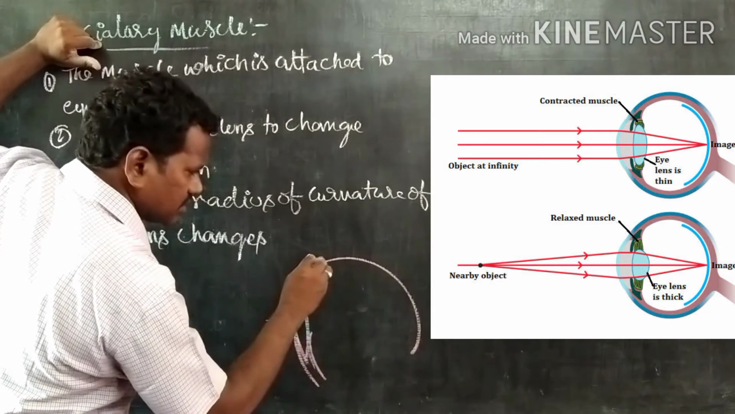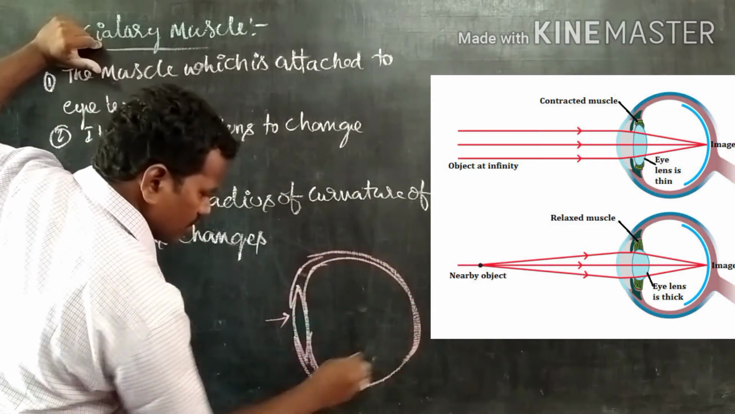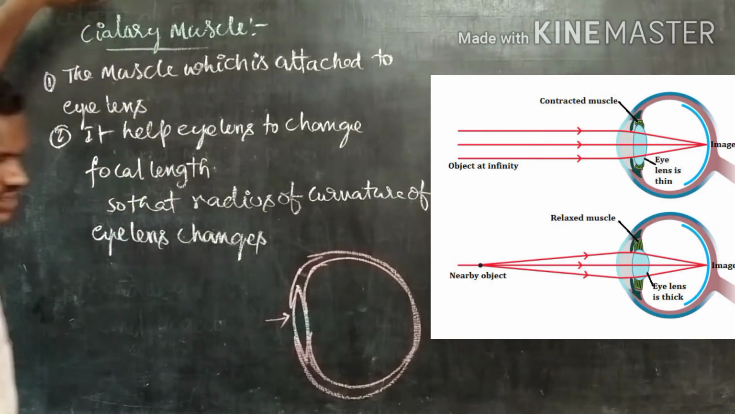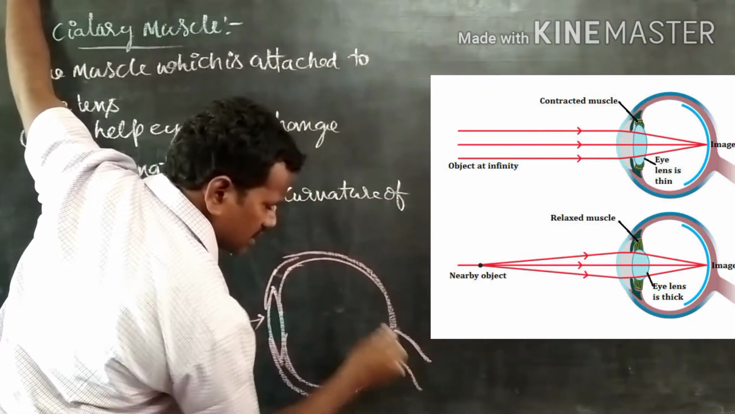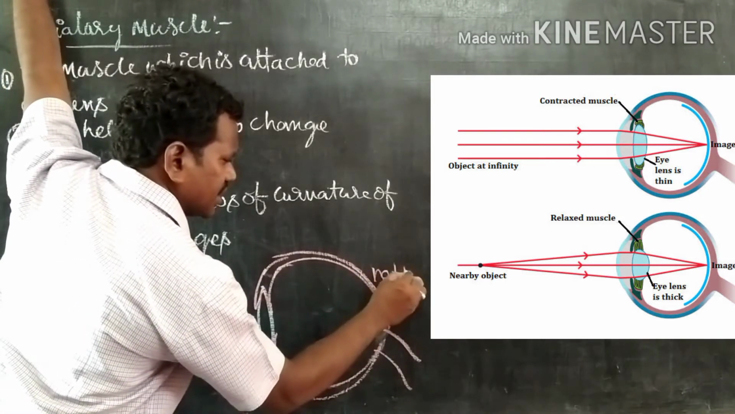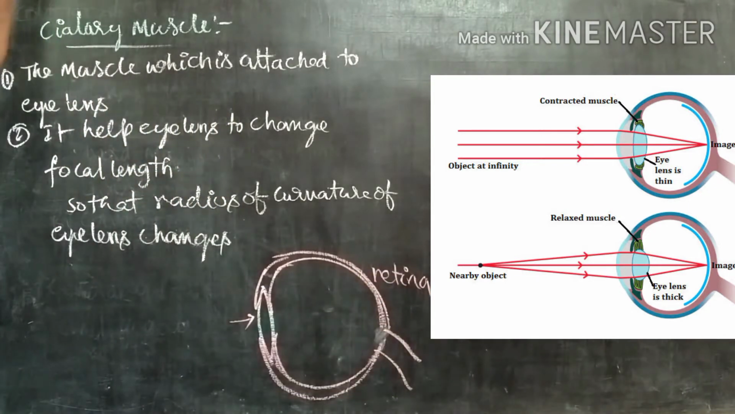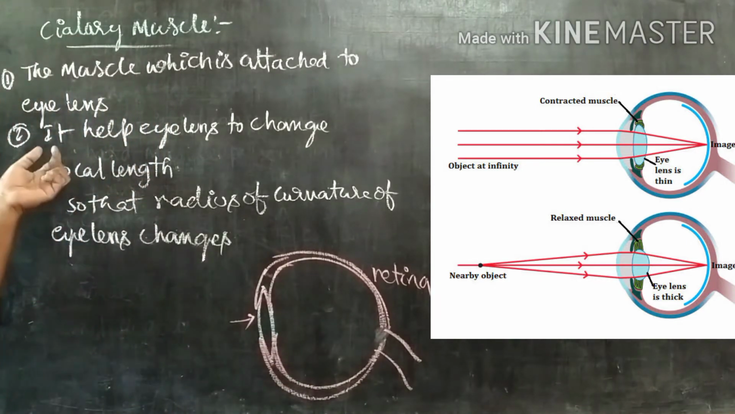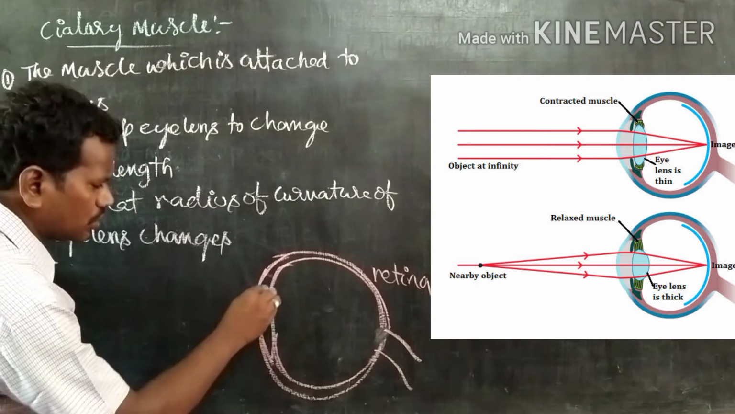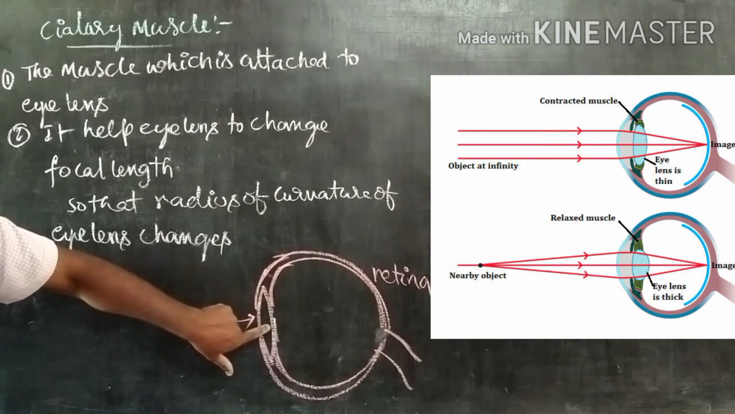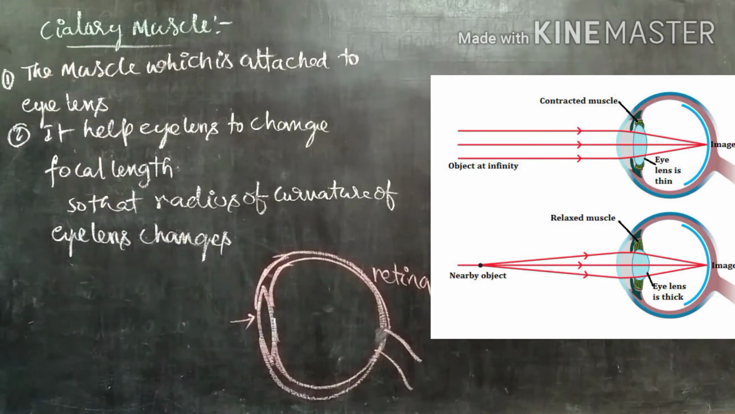Whenever these ciliary muscles are relaxed, we already said the eye lens is in the shape of a ball, a spherical shape, and then this is connected to the optic nerve. This framework we are going to call the retina. The retina is the frame where we are going to get the image. Now, see what the use of these ciliary muscles is. The ciliary muscles are controlling the focal length of the eye lens. The focal length of the eye lens is under the control of the ciliary muscles.